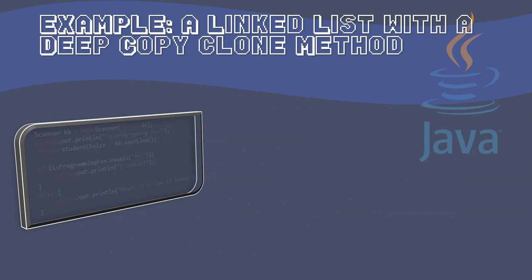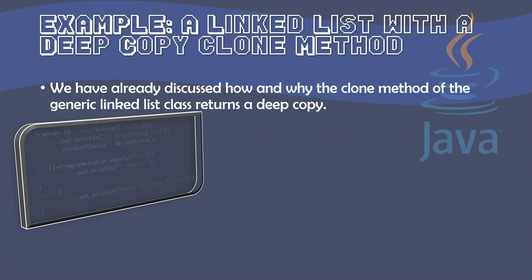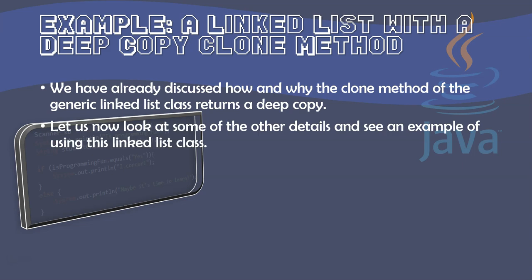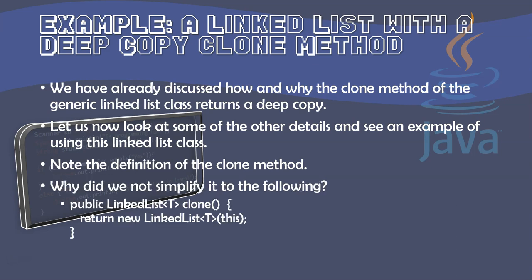So let's look at this with an example, a linked list with a deep copy clone method. Now, we've already discussed the hows and whys of the clone method of the generic linked list class and how it returns a deep copy. So let's look at some of the other details to see an example of using this linked list class. All right, so let's start by noting the definition of the clone method. Why did we not simply say, hey, public LinkedList clone, return new LinkedList this?